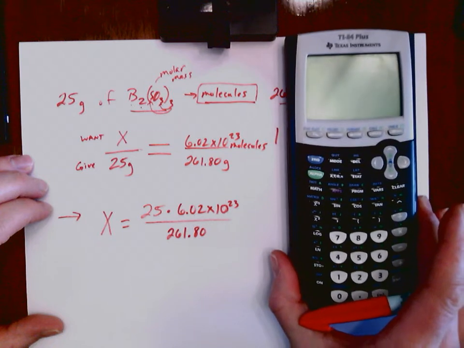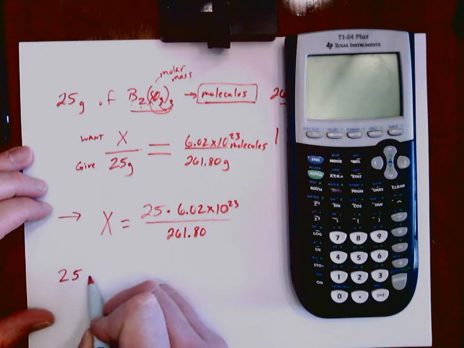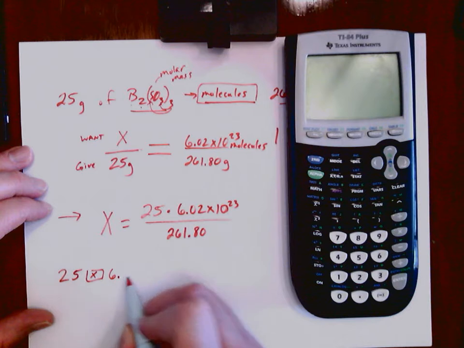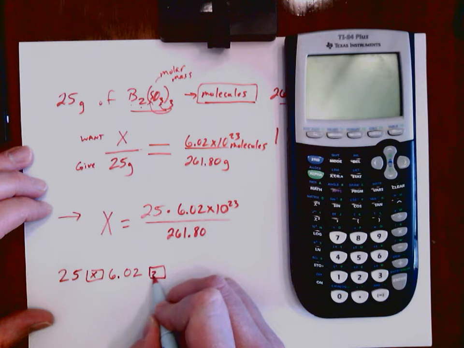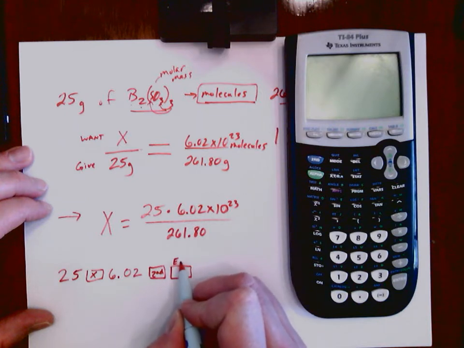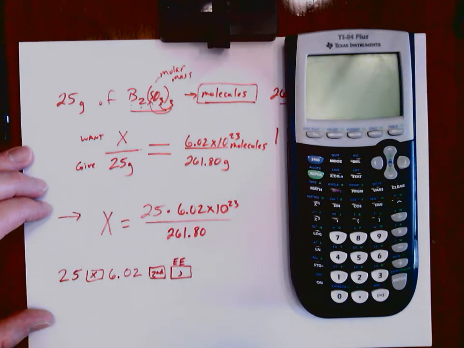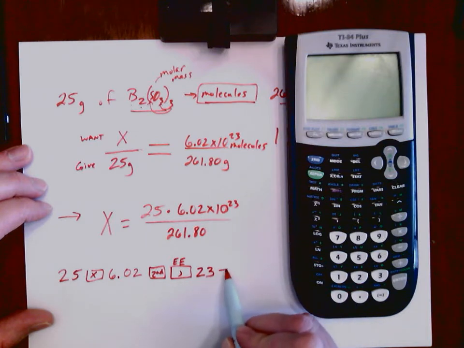I'm going to type it in like this. We type in the number 25, hit the times button, and then type in 6.02. Then I hit the second button, which on this calculator, and on a lot of your calculators, is the second feature over the comma button. Then instead of typing in times or 10, I'm just going to type in the power. And then I'm going to divide that.